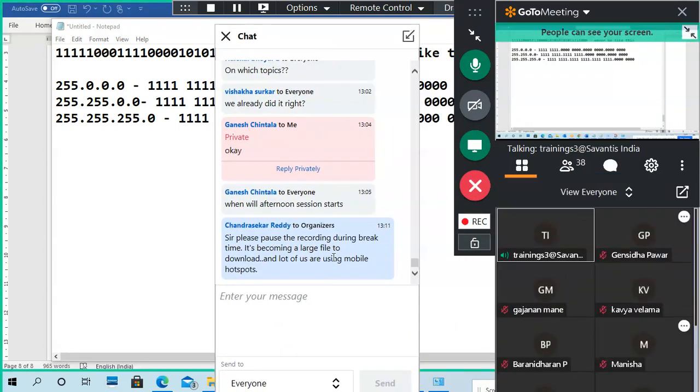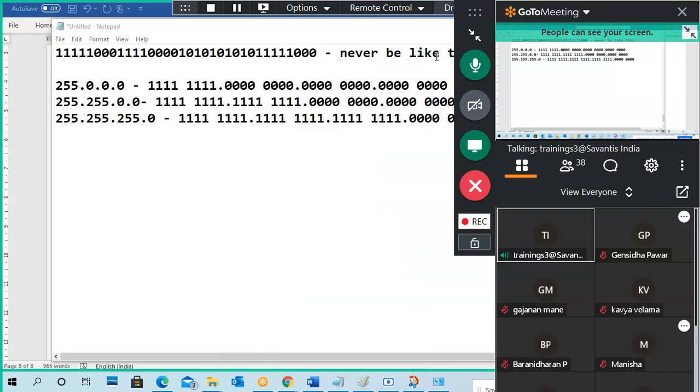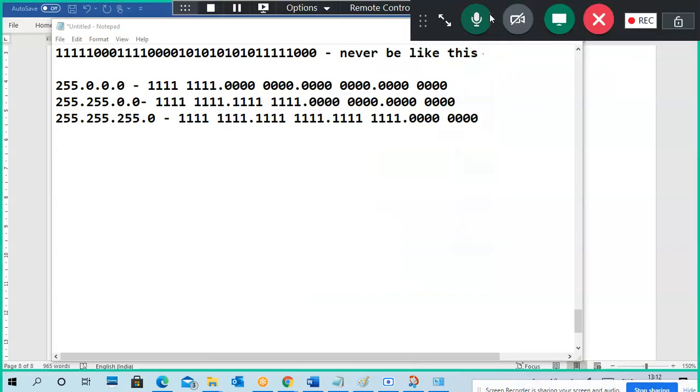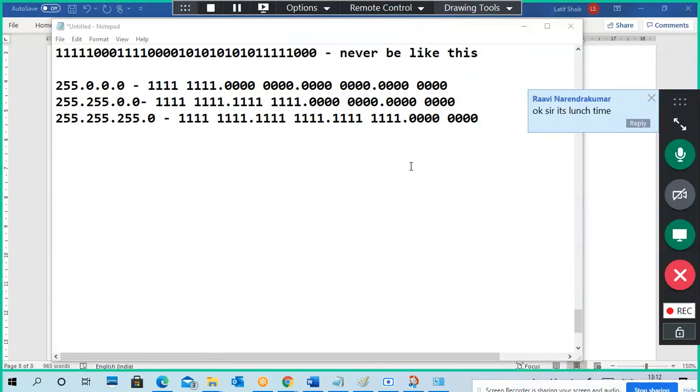Yes, yes. Anyway, I will disconnect it. No problem. It will become a large file to download, and a lot of people are using mobile hotspots. Yeah, right. In the break time I will pause it definitely. Now I will disconnect it. In lunch time, I will disconnect it.